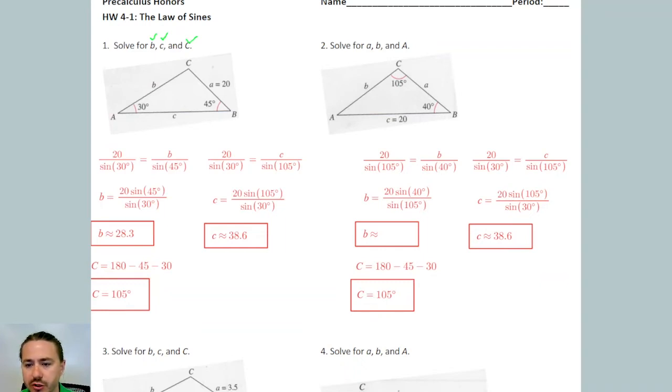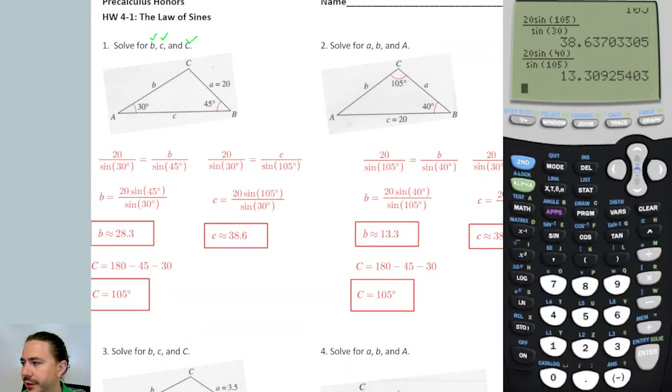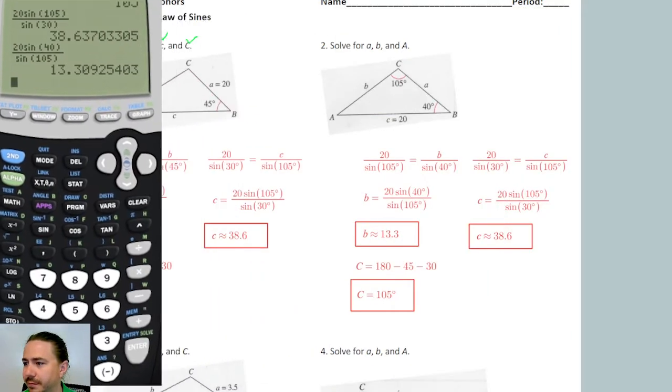Just double check, make sure I'm still in degrees. You shouldn't have to check it every time, but I just get paranoid. Okay, so we get 13.3 for side B. And I just realized you don't see my calculator. All right, so anyway, that's going to be how you type that in.